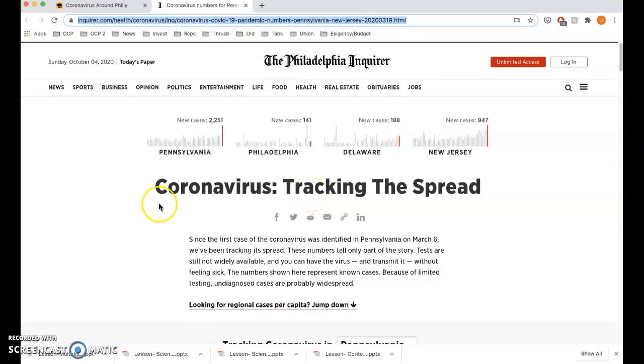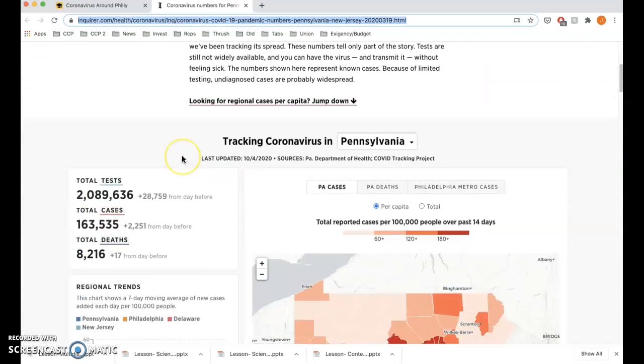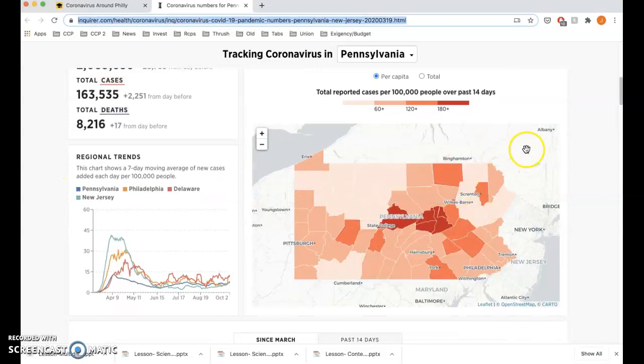It's the Philadelphia Inquirer, and they are giving people free access to their COVID data. On this page, you're going to see data for Pennsylvania, Philadelphia County, Delaware County, New Jersey. This is all factual data. As you scroll down, you're going to see a lot of different numbers: the total number of tests, the total number of cases, the total number of deaths. Over here, you're going to see it by county.